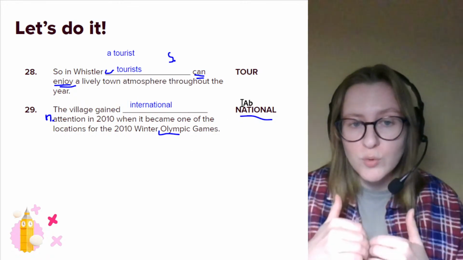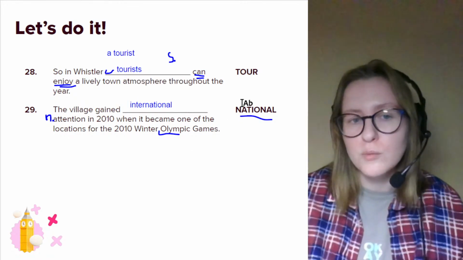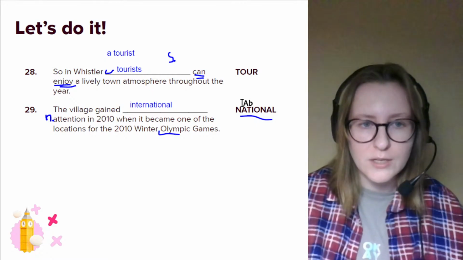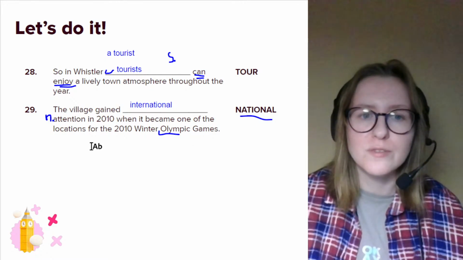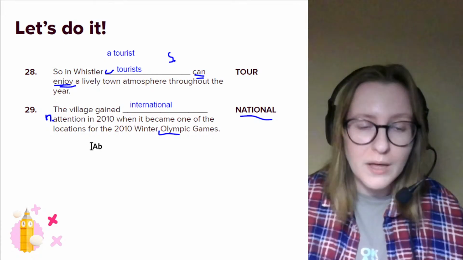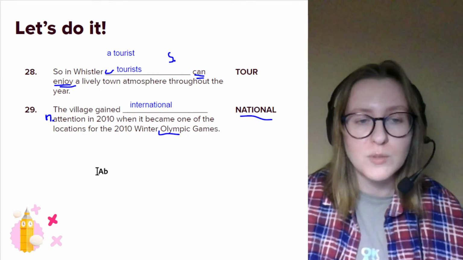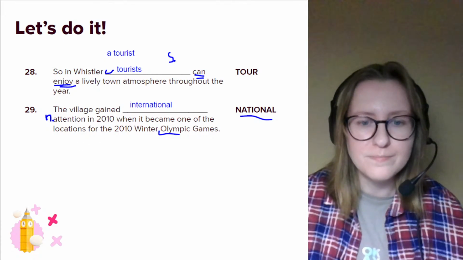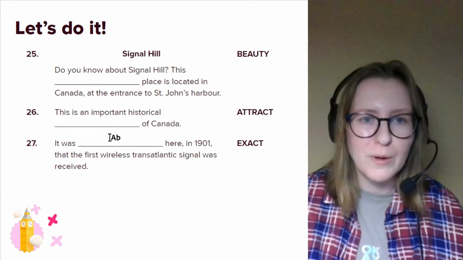National means in your own country, and international means in other countries as well, right? So the village gained international attention. Somebody else from other countries learned about this village. We got it. Okay, one more.